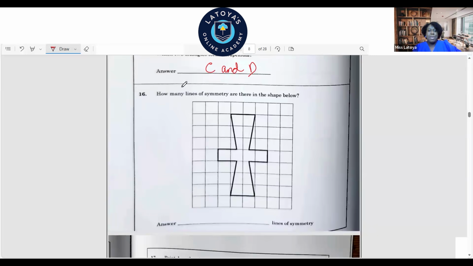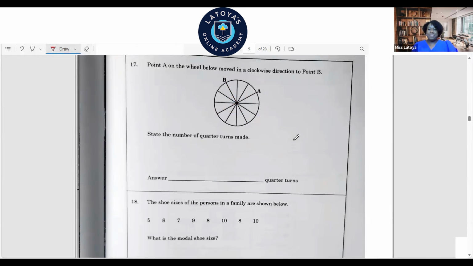Question 16. How many lines of symmetry are there in the shape below? I can see that there are 2 lines of symmetry in this shape. This is one. And this is one. Question 17.